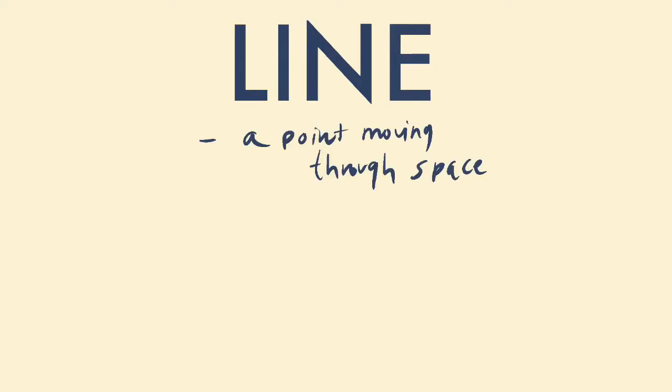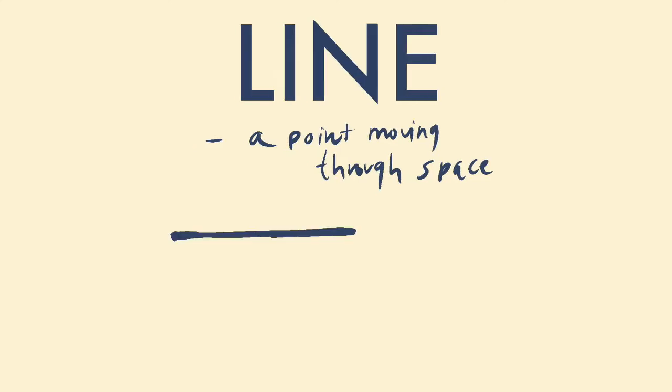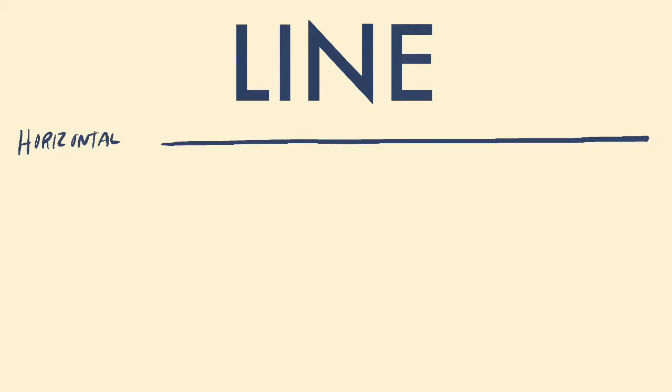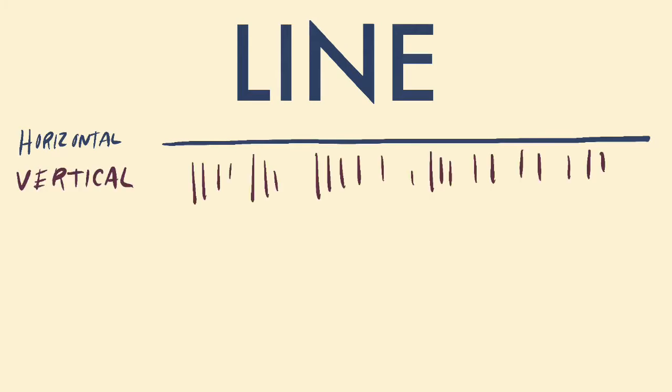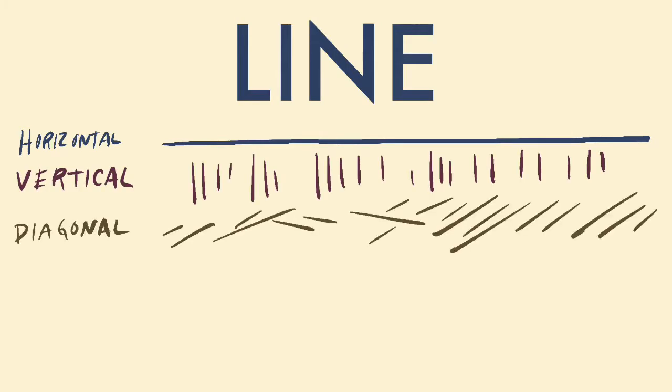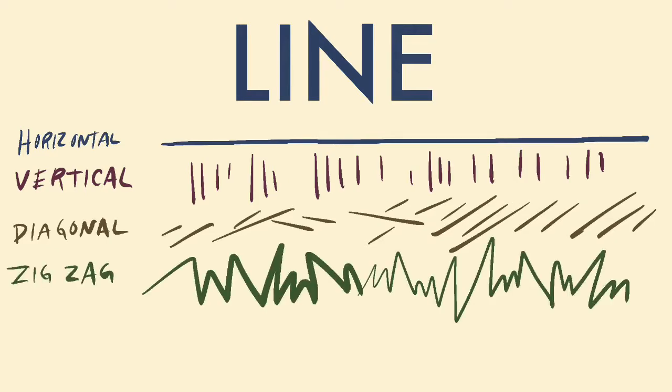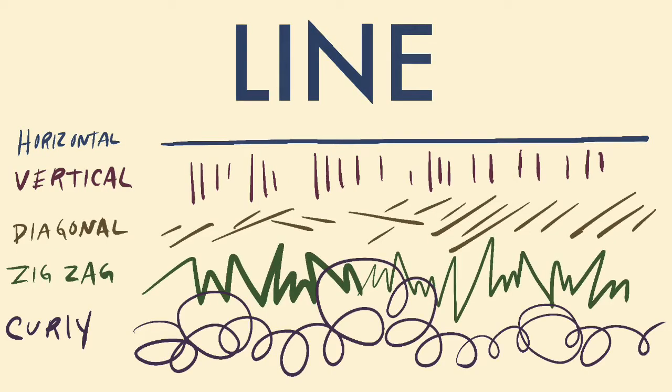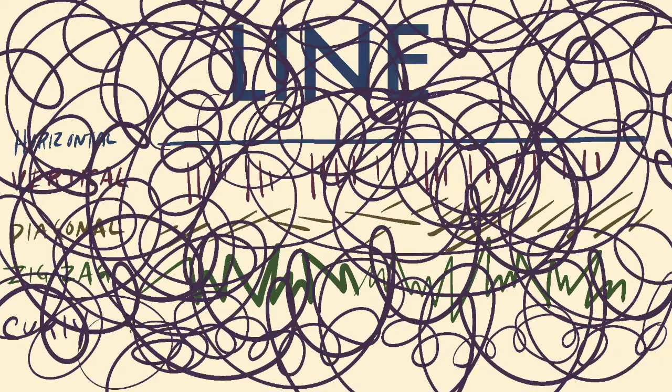Line. A line is defined as a point moving through space. There is horizontal, vertical, diagonal, zigzag, and curly, or curved.